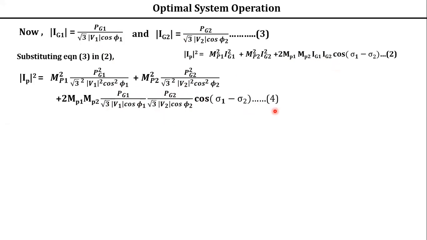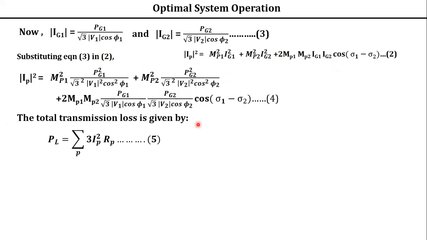Hope you are following the steps. I am going slowly here. So substitute equation 3 into IG1 and IG2, and this is the resultant one. You got it. Now, after doing this, what is the total transmission loss? Can you tell me? There are different ways, I said, isn't it? One simple basic formula is that loss is equal to I square R loss. In transmission loss, I square R loss will be there.